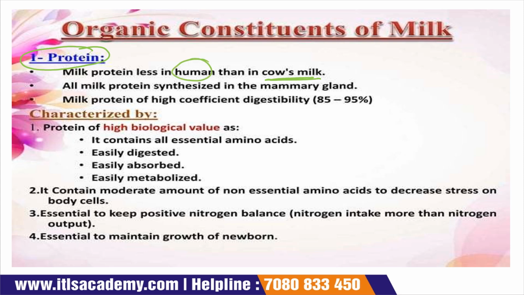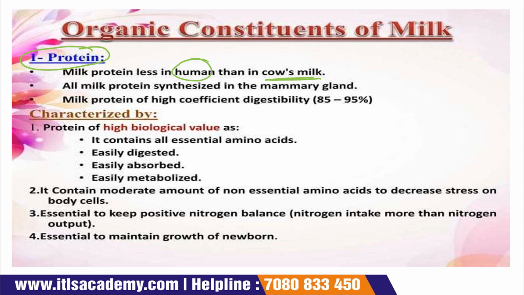So if we talk about cow milk, then it will contain more milk protein than human milk. Sorry, if we talk about the human milk, then it will be less than cow milk. Okay, the protein contained in cow milk is high as compared to the human. Okay, and this protein is synthesized inside the mammary gland, and it has a high coefficient of digestibility, around 85 to 95%.